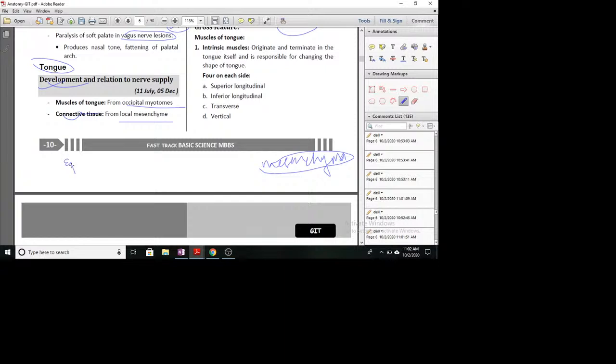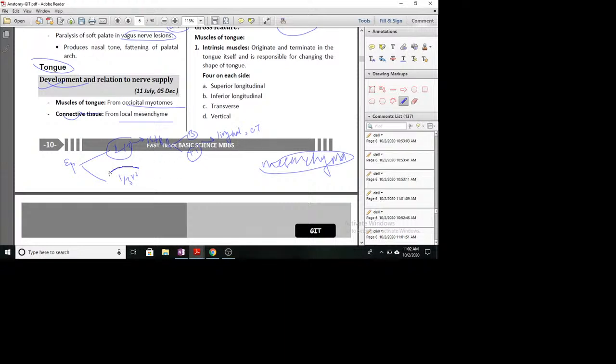The epithelium could be divided into two parts: the anterior two third and the posterior one third. The anterior two third comes from the first brachial arch, from the lingual swellings and tuberculum impar. Therefore, it is supplied by the lingual nerve and the chorda tympani, I guess.